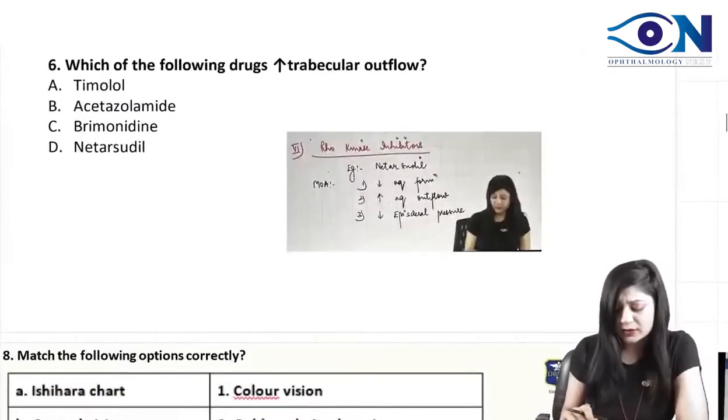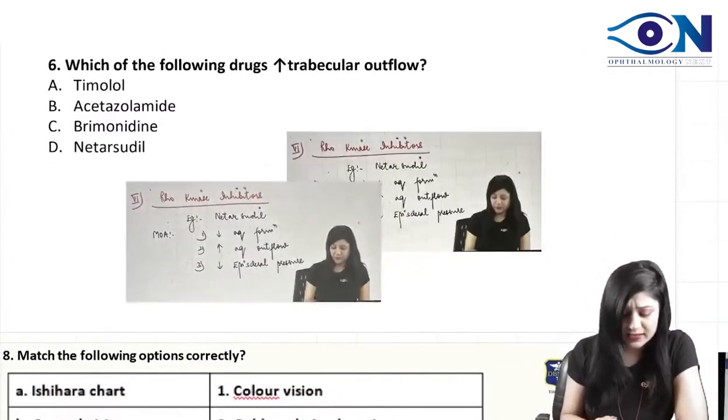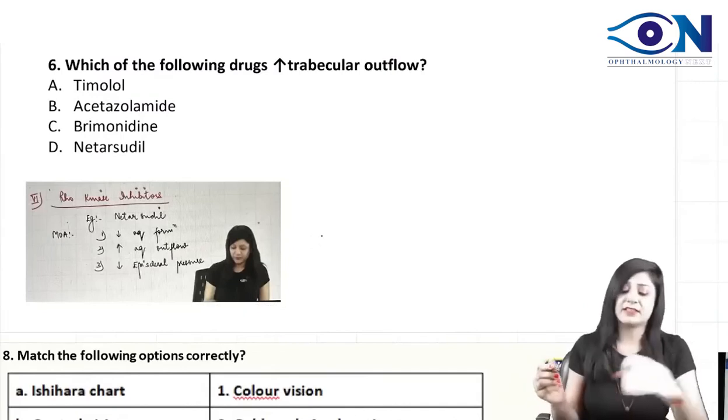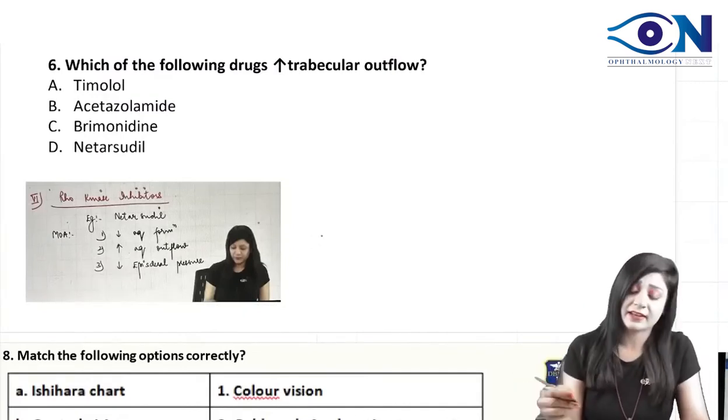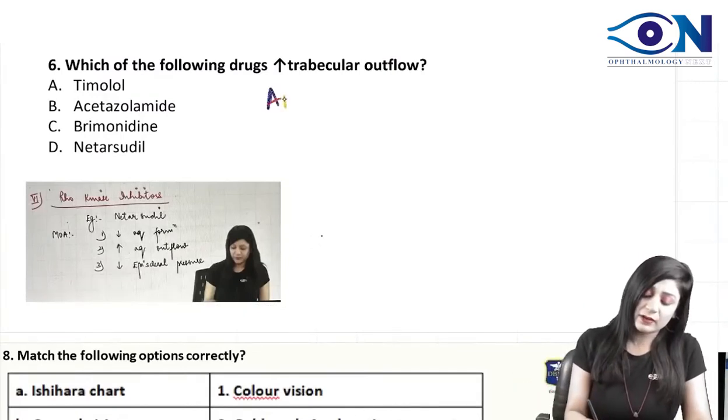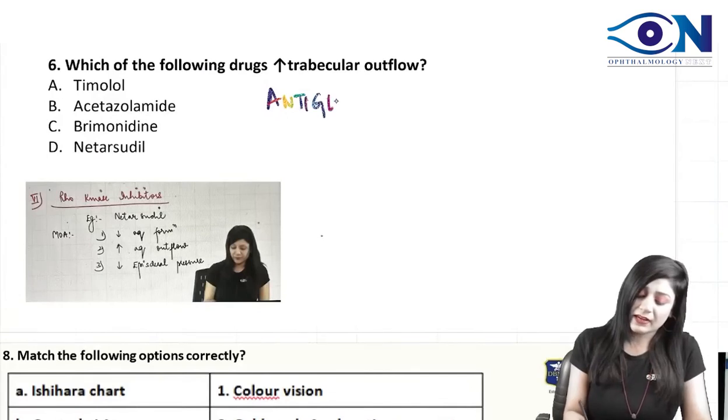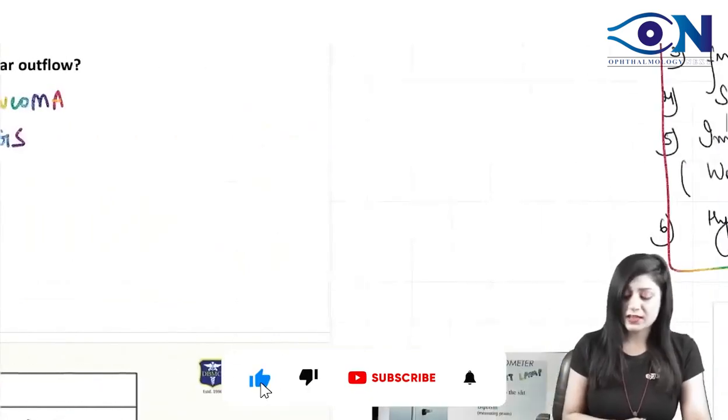So again, this is an important topic for the INI-SET, as every year we are getting a question from the anti-glaucoma drugs. So we know that whenever there is glaucoma, see a simple concept.